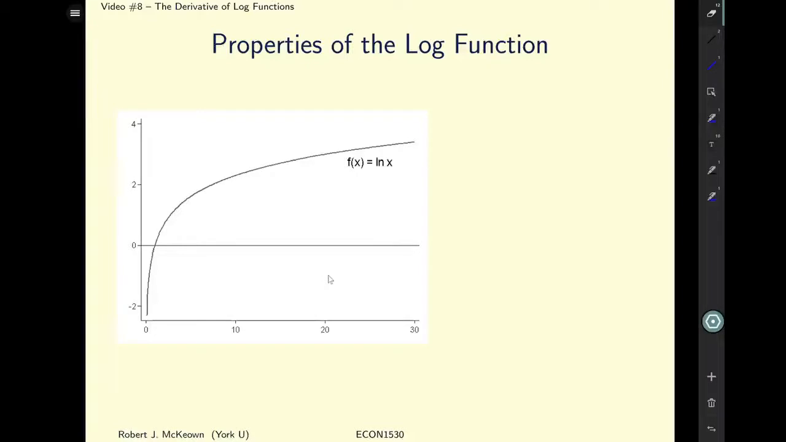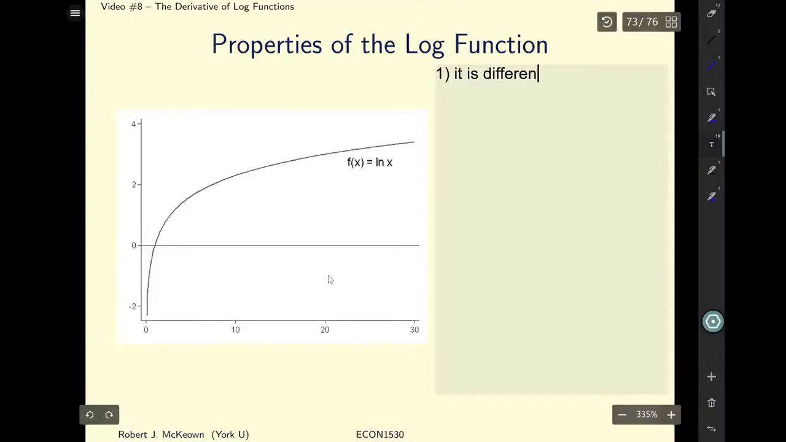So here is the log function. This is what it looks like. Let's summarize very briefly some of the properties of the natural log function. And so we can say that, well, 1, it is differentiable. So we can find a derivative. We just did that together.